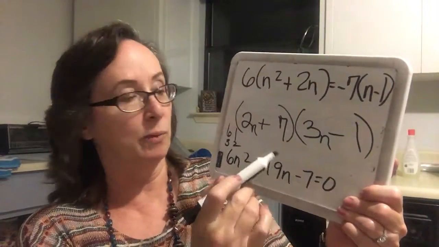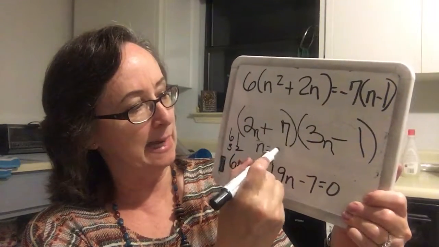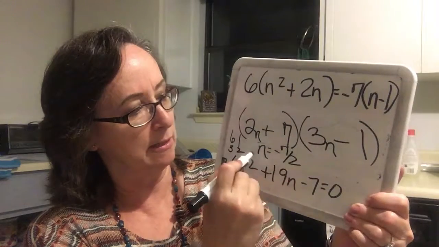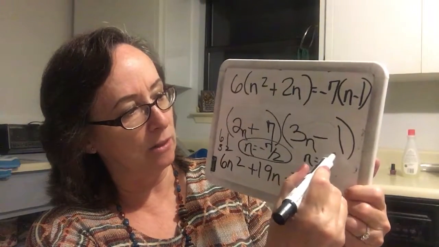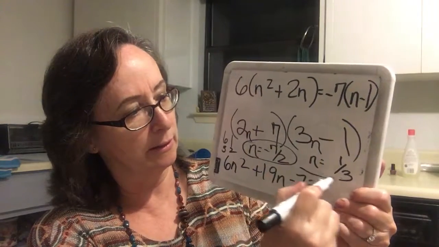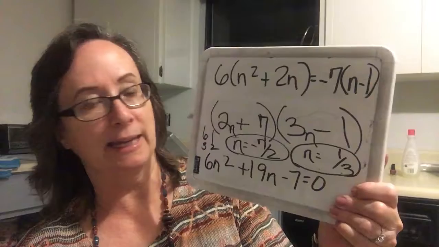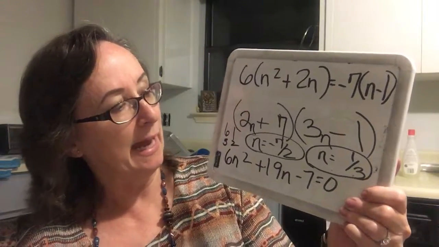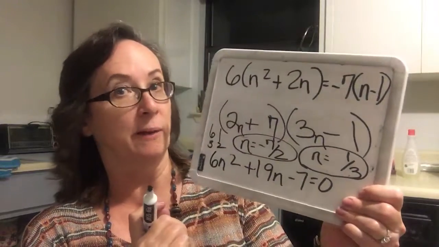So now when I set this equal to 0, I get n is -7/2. And then over here, I get n is 1/3. Okay, when I set them equal to 0, that's what I get. So I have two solutions, and if I plug them in, it should make the original equation true.